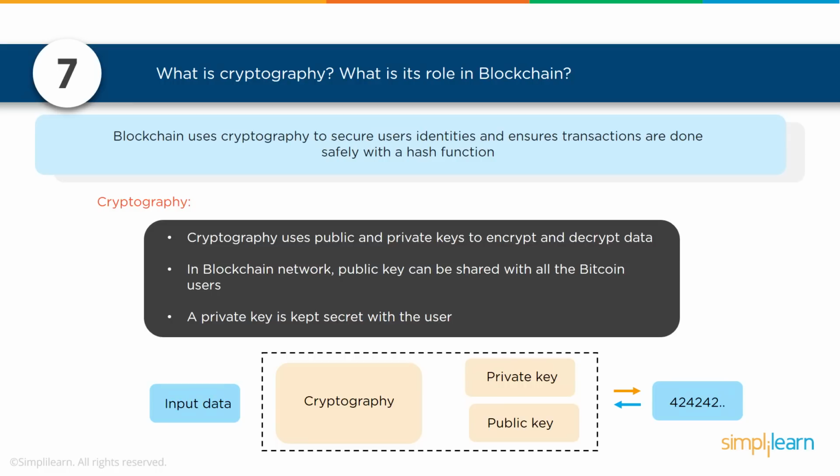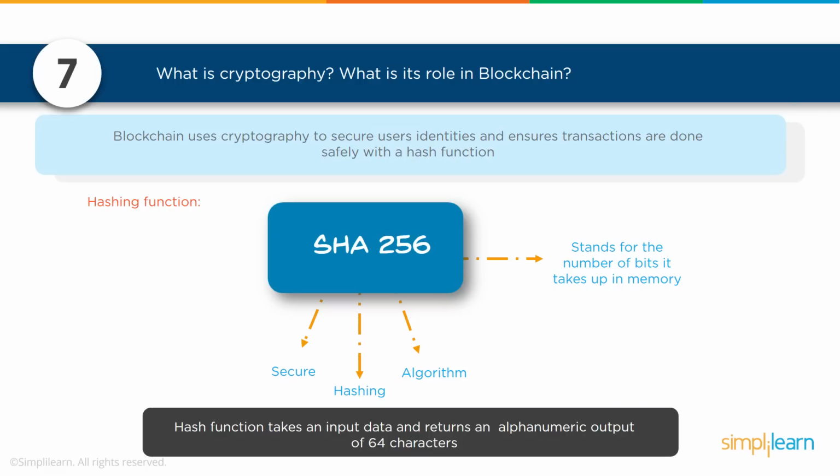So the public key is just like your address, which you can share with anyone. But a private key is like your password. It is kept secret with the user. So basically, blockchain uses cryptography to secure user identities and ensure transactions are done safely. And how does it do it?